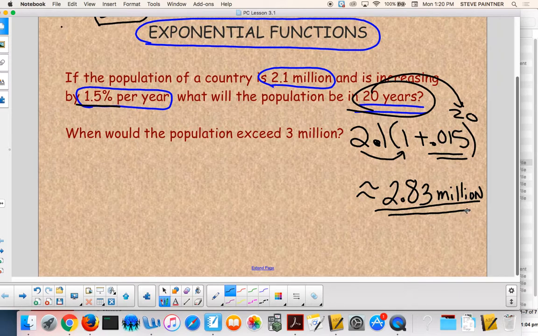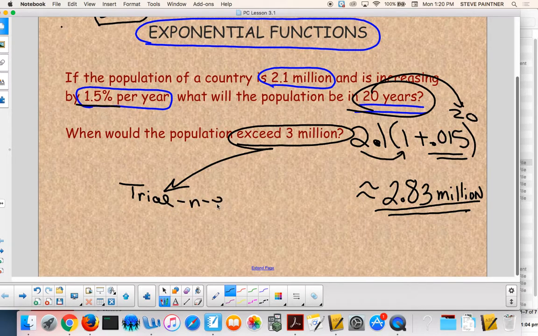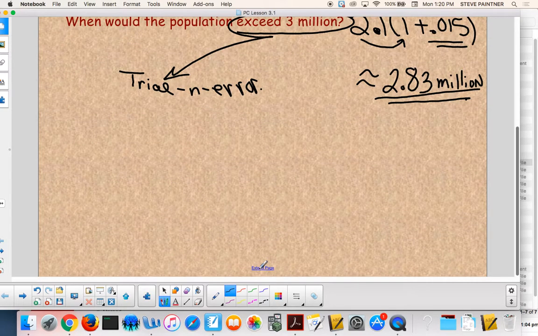All right, the next question says, when would the population exceed 3 million? Well, we're not over 3 million yet, and it's been 20 years. So now you're kind of down to trial and error. Because you have no method to solve that, because you haven't been told how to solve it, give me some possibilities.